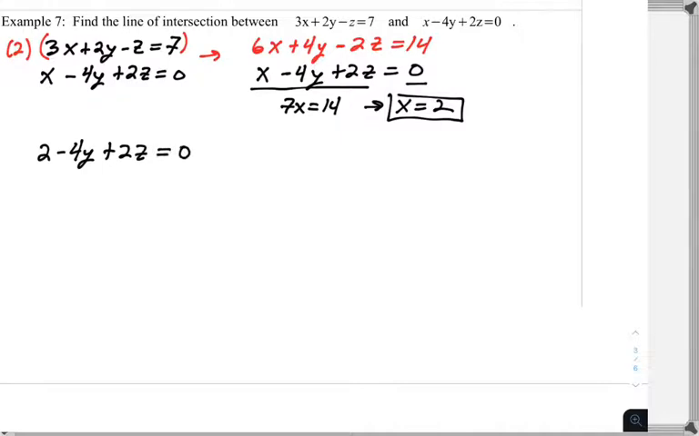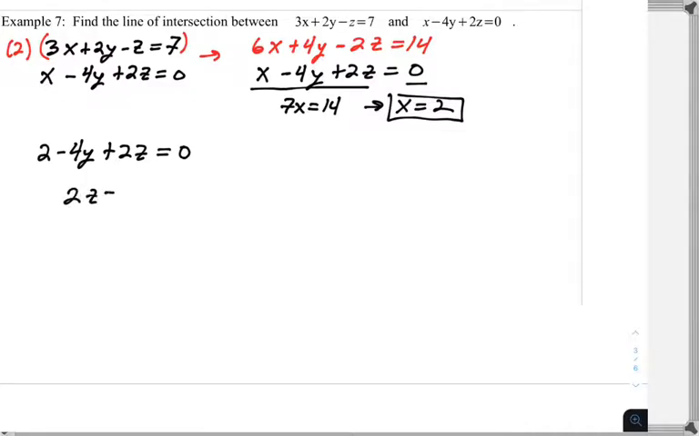Now what we're going to do is solve for either z or y in terms of the other variable. It really doesn't matter which one. You'll get different parameterizations, so they'll look different, but they actually parameterize the same line. I'm going to solve for z because it's going to be a little bit easier to do.